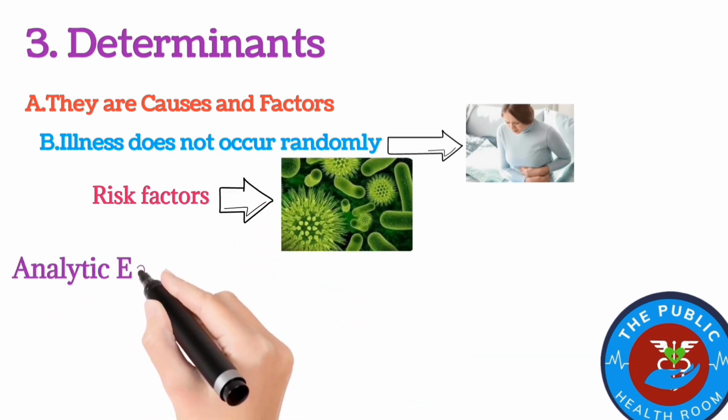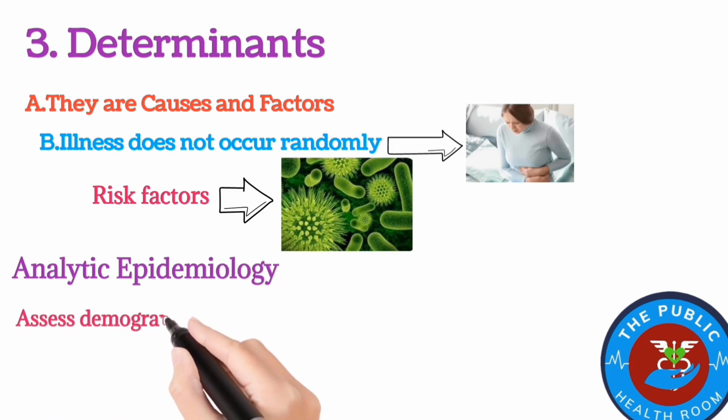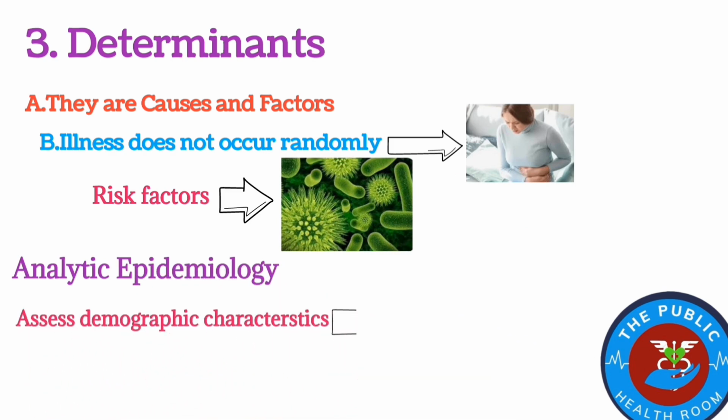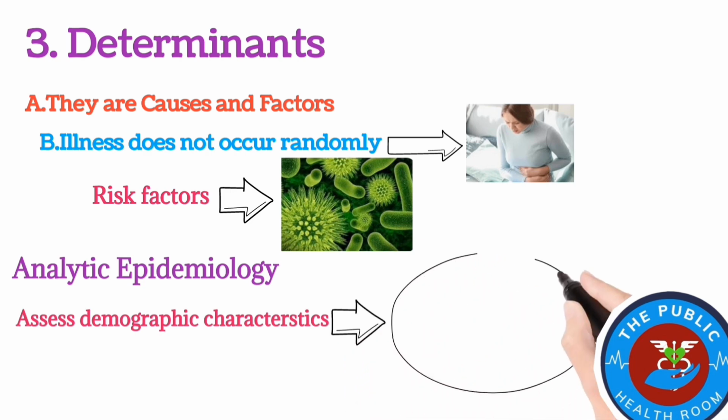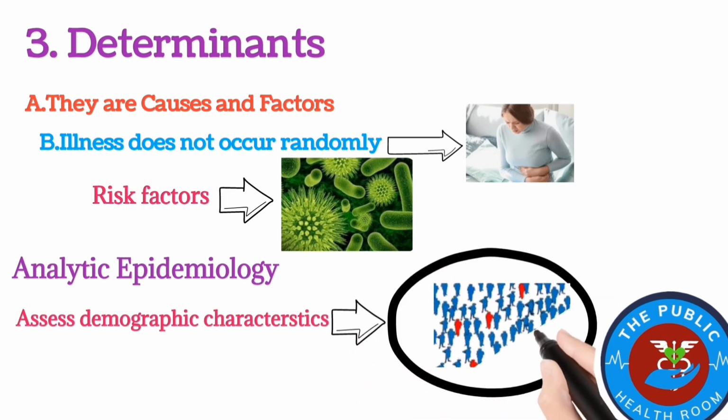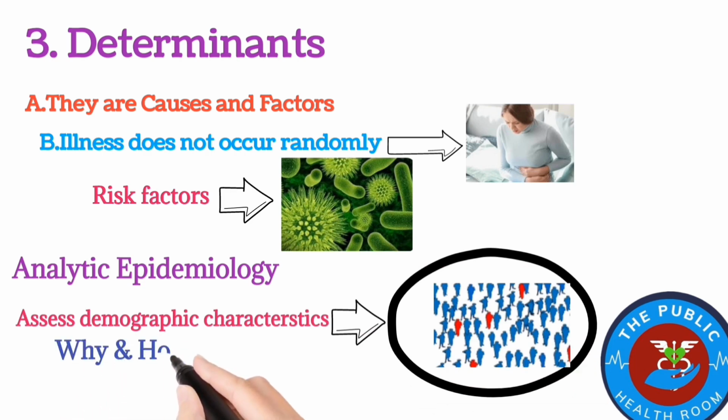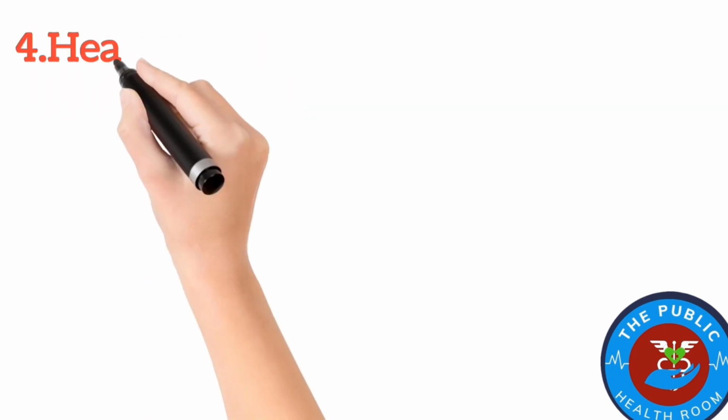To search for these determinants, epidemiologists use analytic epidemiology or epidemiological studies to provide the why and the how of such events. They assess whether groups with different rates of disease differ in their demographic characteristics, genetic or immunologic makeup, behaviors, environmental exposures, or other potential risk factors.